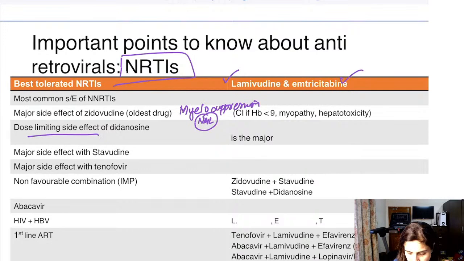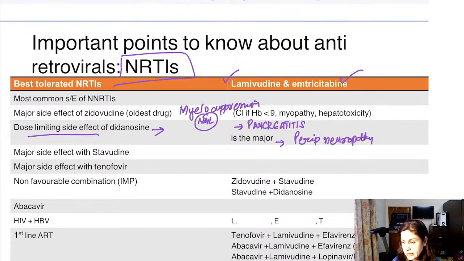Dose limiting side effect of didanosine कौन सा होता है? Dose limiting side effect. Major side effect अलग है, but dose limiting है जो that with didanosine. Major दूसरा है, but dose limiting is pancreatitis. Major is your peripheral neuropathy, stocking and glove. ठीक है? That kind of peripheral neuropathy. But dose limiting is pancreatitis.